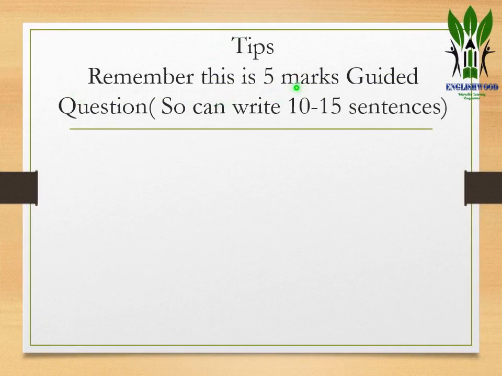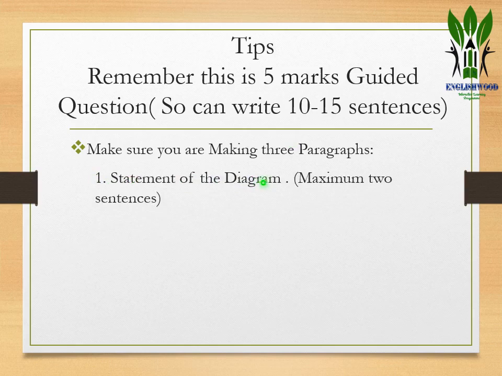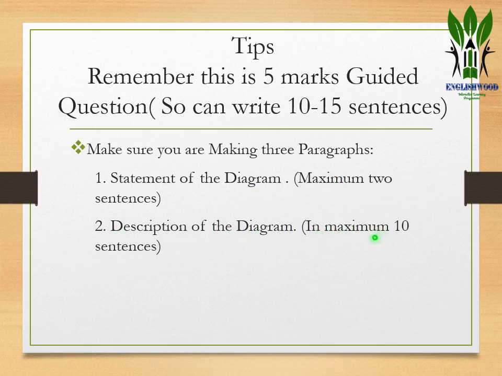Tips. Remember, this is a 5 marks guided question, so you can write 10 to 15 sentences. While writing this part, make sure you are making 3 paragraphs like essays. The first paragraph is the statement of the diagram, also known as the opening. You write a maximum of 2 sentences. Then second is the description of the diagram in a maximum of 10 sentences. Then third, you make a conclusion, maximum of 2.